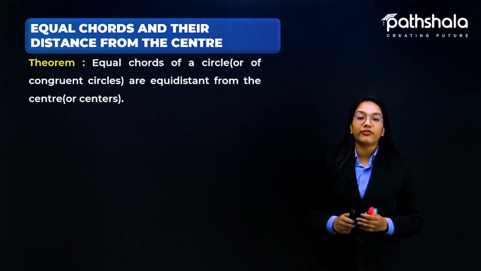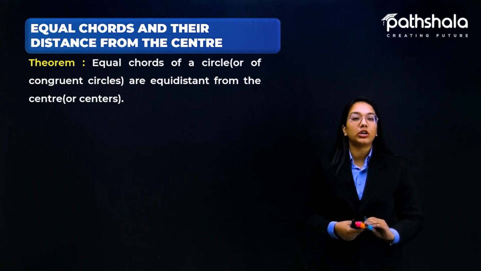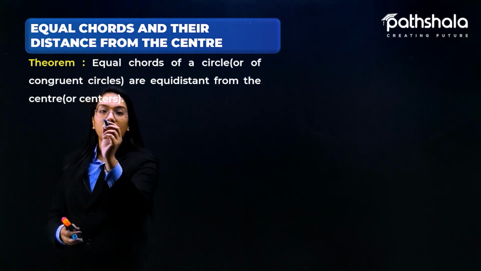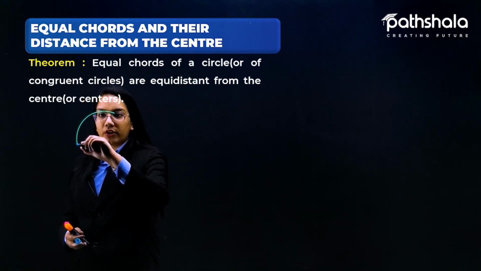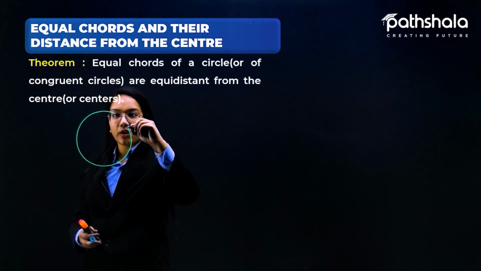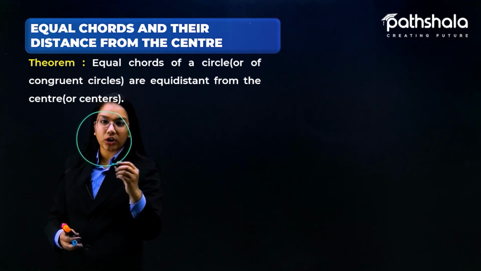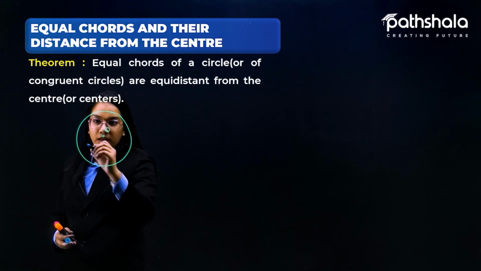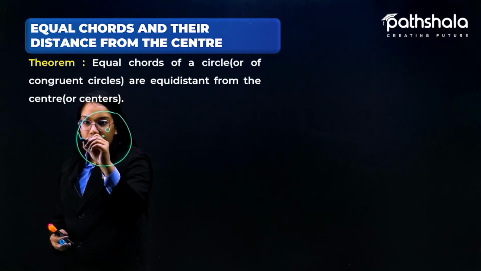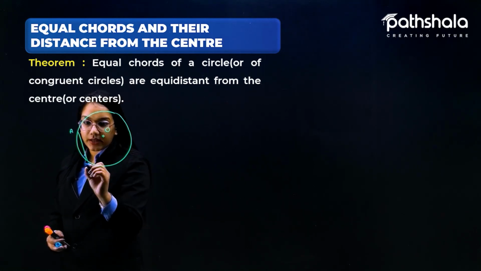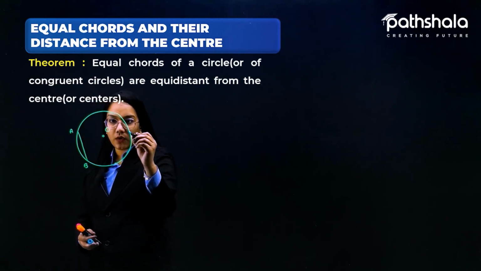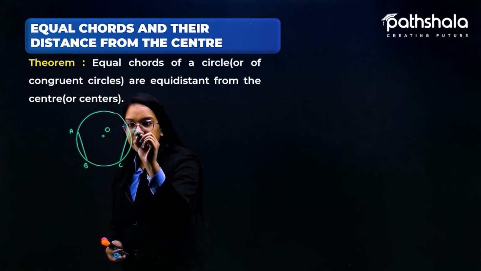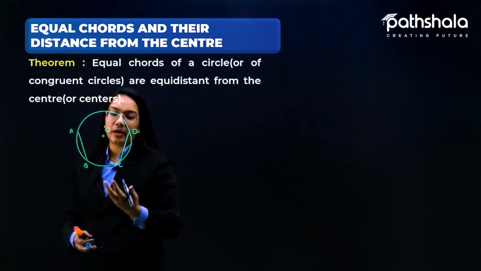So let us move further and talk about the proof of this particular theorem. Suppose I draw a circle over here, and we are talking about equal chords. Let us take the center of the circle as O, and draw two chords, which are AB and CD. Let us suppose this is AB and this is CD that I am taking up over here.